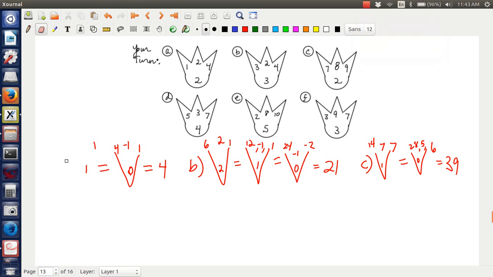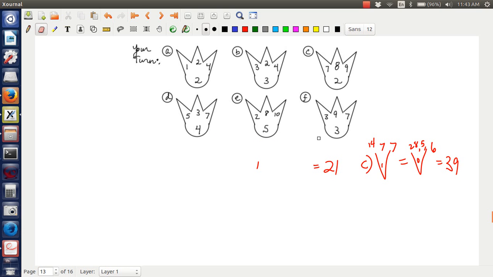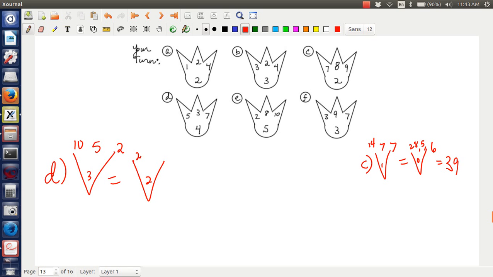Okay, and just to keep my screen clear so you can see everything at the same time, I'm going to erase these and reuse this space. Okay, D. 5 becomes 10, 3 becomes 2, 7 becomes 5, 10 becomes 20, 5 becomes 4, 2 becomes 2, 20 becomes 40, 2 becomes 1, 4 becomes 2, 40 becomes 80, 2 becomes 1 becomes negative 1, and then this becomes 80.